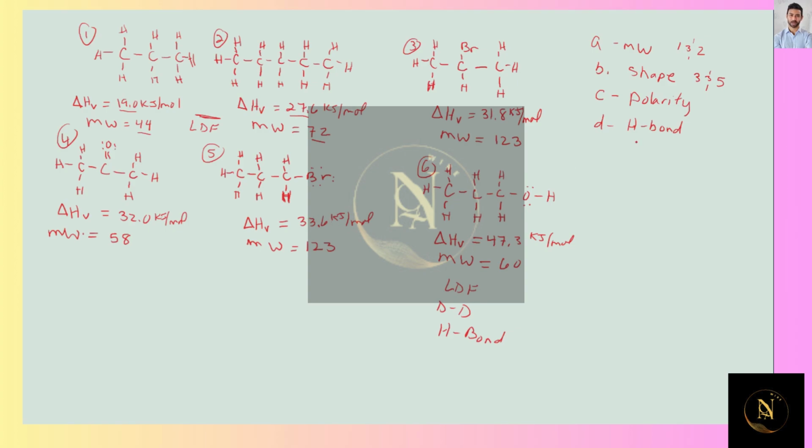Finally, if we want to look at part D, hydrogen bonding, the only molecule here that can hydrogen bond is molecule 6. Remember, hydrogen bonding is between a hydrogen bonded to either an F, O, or N, and then the F, O, or N itself. And so the only one that has a hydrogen bonded to an F, O, or N is this guy right here with the alcohol. And therefore this molecule can form hydrogen bonding in addition to dipole-dipole and London dispersion. And hydrogen bonding is the strongest type of intermolecular force among molecules. And therefore this molecule has by far the highest heat of vaporization.